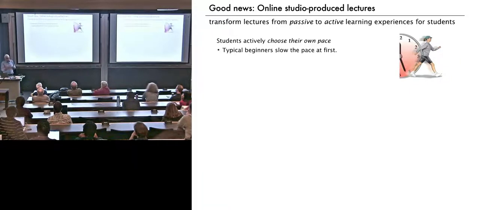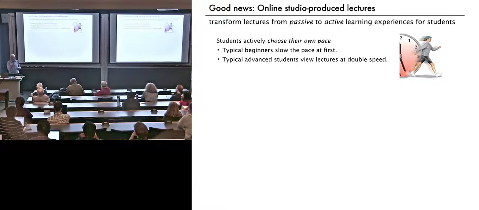Typically, beginners use a slow pace at first, but advanced students will do double or even triple speed. Lots of students watch at triple speed. And so what I say to students or anyone taking a look at my lectures is increase the speed until you're not bored anymore. And then you're fine. And then if you get confused, slow it down a little bit. And people find their speed.